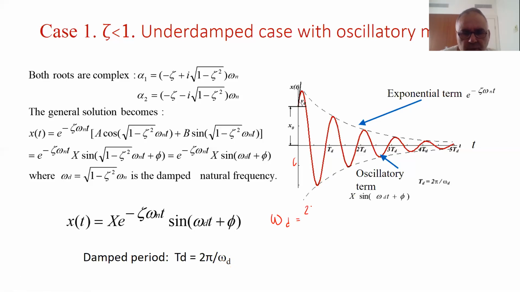Omega d is simply 2 pi over the period of damped oscillations, Td. Therefore, the damped period is 2 pi over omega d. And omega n and omega d are related. Omega d, the damped natural frequency, is omega n times root of 1 minus zeta squared. If zeta is small, you can take omega d to be omega n, but in general they differ from each other. The frequency of oscillations in the damped case is different. Remember that.